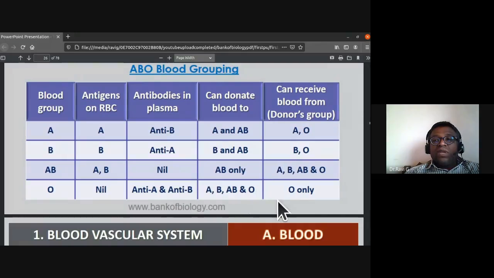O can donate to all, and they can receive blood from only the O blood group. So these are the different types of blood grouping that you have in human beings, their antigens and antibodies, whom they can donate blood to and from whom they can receive blood. That is given in this table.